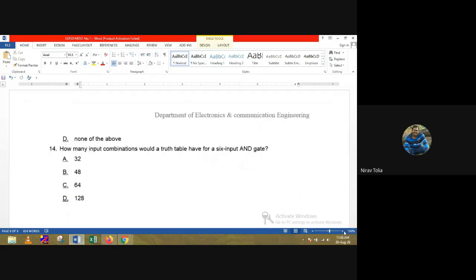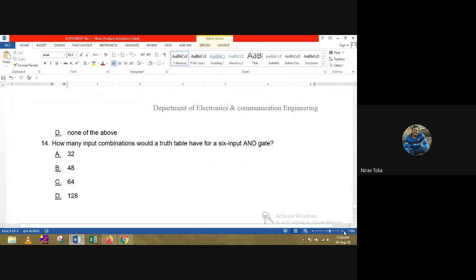And this is the last question. How many input combinations do we have in a truth table for a 6 input AND gate?